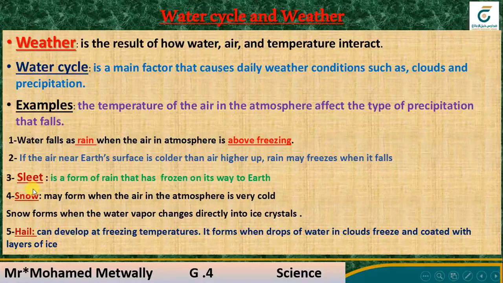Example number 3 here is the sleet. The sleet is a form of rain that has frozen on its way to Earth, depending upon the temperature and the vapor and how the temperature is different from the upper level to the lower level. Snow here may form when the atmosphere is very cold. So when the upper atmosphere is very cold, it affects the precipitation in the form of snow. So snow forms when the water vapor changes directly into ice crystals.